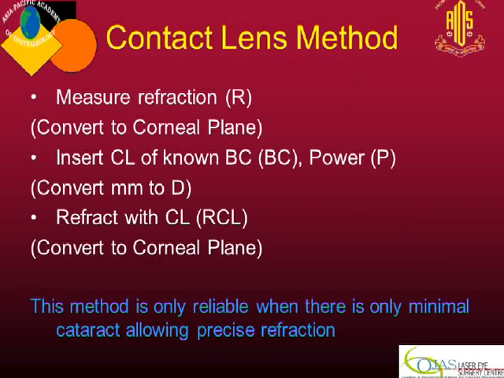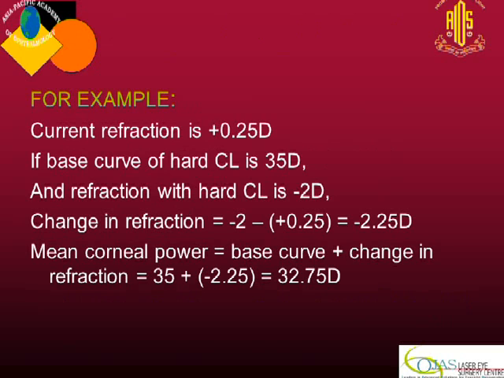So the measured refraction, you convert it once again into the corneal plane, and you insert a contact lens of a known base curve and a power. Thereby this method is only reliable when there is a minimal amount of cataract, allowing you to do a precise refraction.